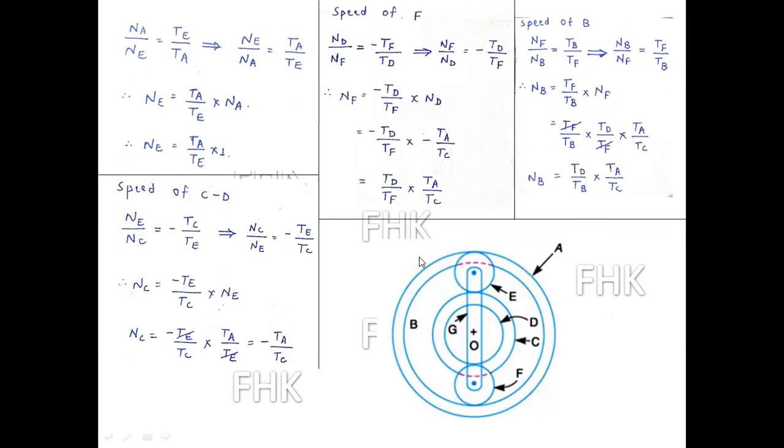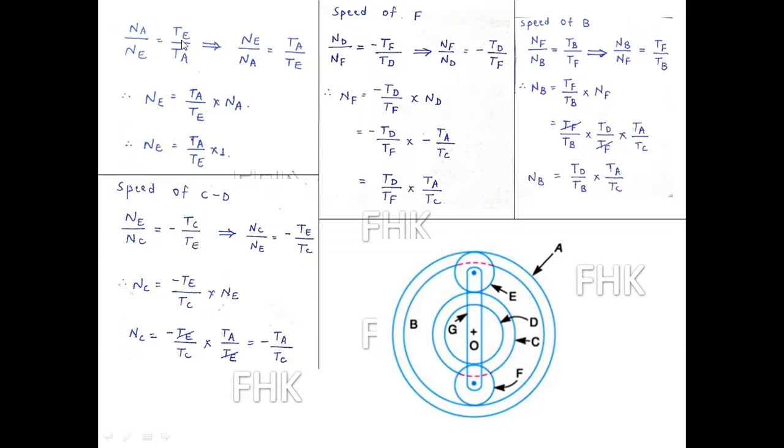So NA is plus 1 revolution I am giving. NA will become driver, and NE, which is meshing with A, this will become driven. So speed of driver upon driven, NA upon NE is equal to TE upon TA. And both form internal pair, so sign will be plus. Both the directions will be same, so sign will be plus.